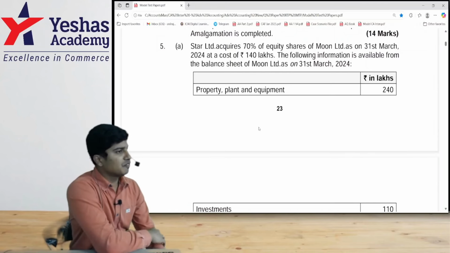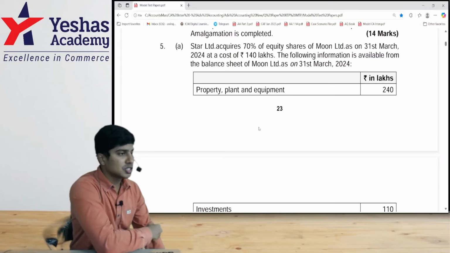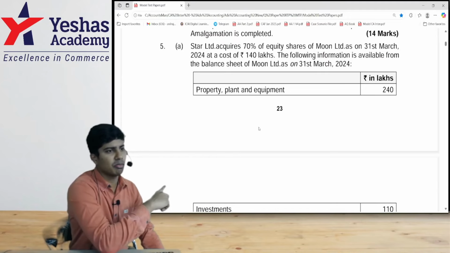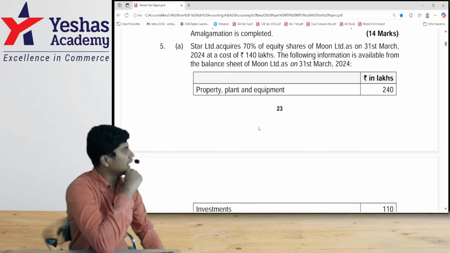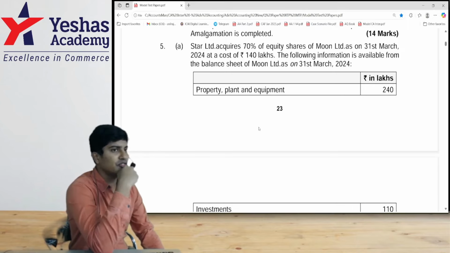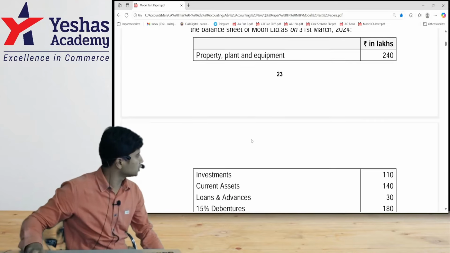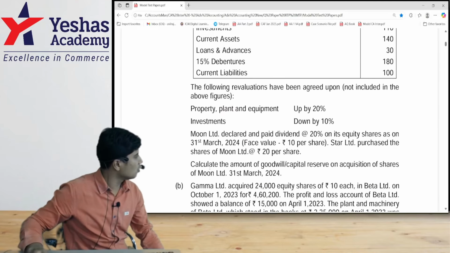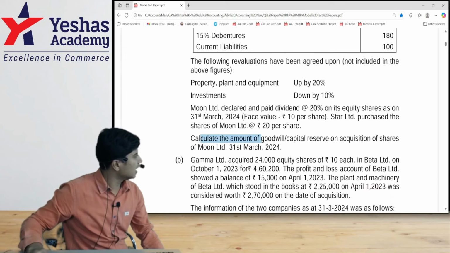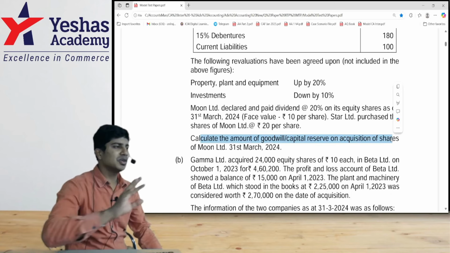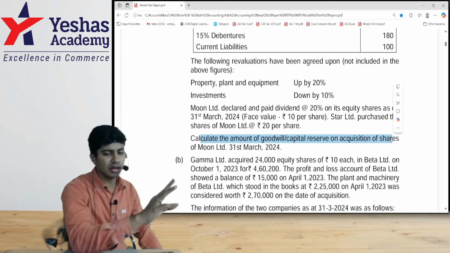Let's now solve question 5a from our topic of consolidation. This question is from model paper 2. And let's begin. It's not a full-fledged question where you need to prepare consolidated balance sheet in detail. Looks like a tiny question because there are two sub-questions. Let's see what they want us to do. Calculate the amount of goodwill or capital reserve on acquisition of shares. So basically, you are supposed to compute goodwill or capital reserve.